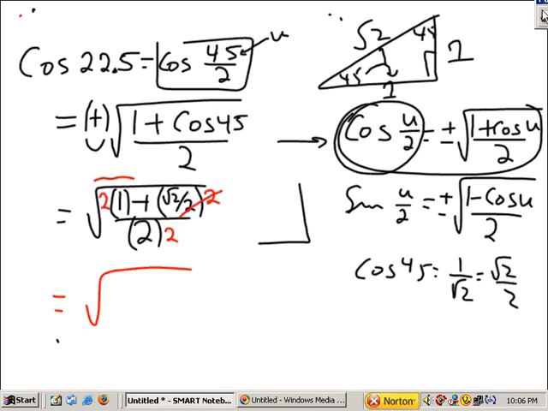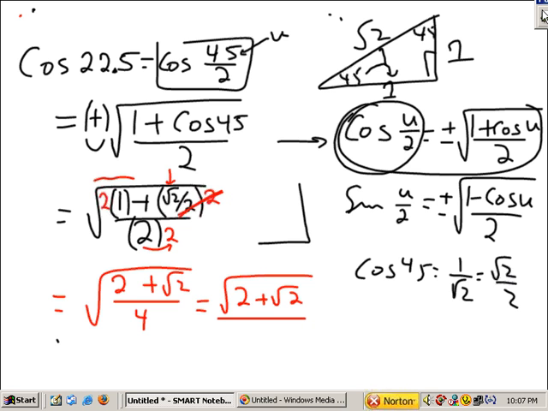2 times 1 over there is 2, plus the 2's cancel out, so I just get square root of 2, and of course 2 times 2 is 4. So I get the square root of the top divided by the square root of the bottom, which I happen to know. There is the exact answer for cosine of 22.5 degrees.